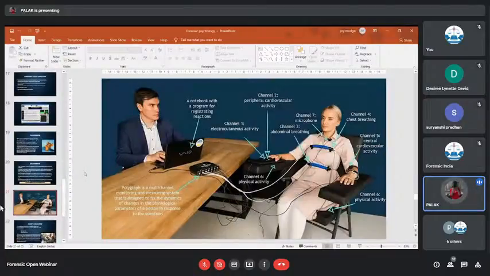We can see this representation of polygraph. It is multi-channel monitoring and everything is measured. The channel one is electrocutaneous activities, which is in the fingertips, and peripheral cardiovascular activities. A microphone is also kept here. Abdominal breathing is also detected. Central cardiovascular activities are also detected, and chest breathing. And here is a notebook or laptop in which the reaction is recorded.